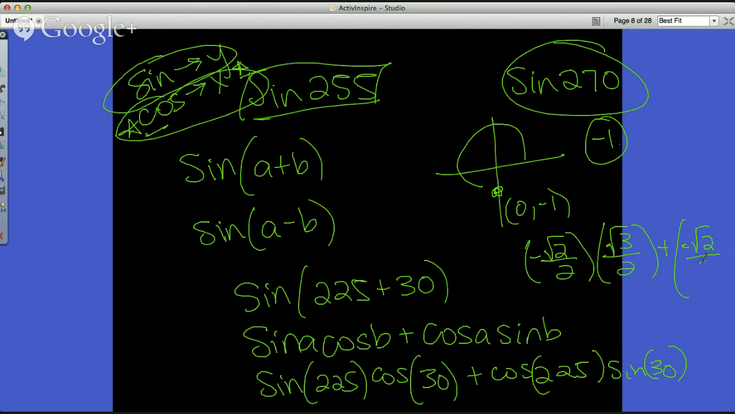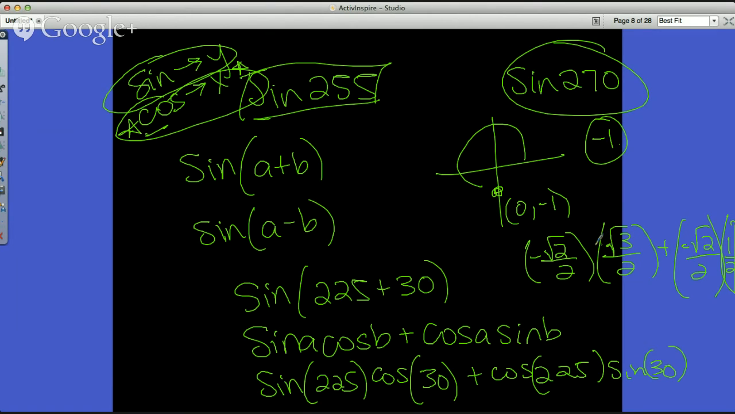Negative root 2 over 2 again. And finally, my last one, what's sine of 30? That's 1/2, I believe. Okay. So now let's multiply the top and bottom together. Negative square root of 2 times square root of 3 would equal what?